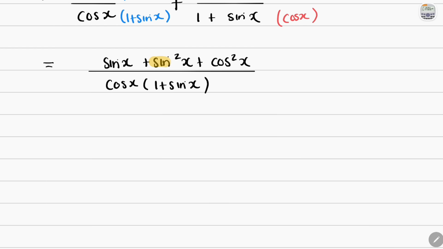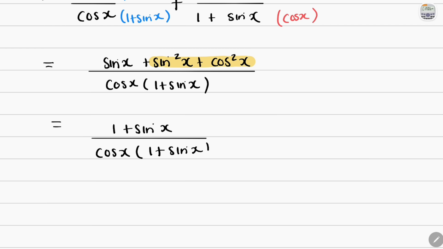Okay, we have sine squared x plus cos squared x, which gives us 1. And yeah, so that's actually what cancels with this. So that 1, I'm going to put it here. Then I'm going to say we have a positive sine x. And then this goes all over cos x times 1 plus sine x.